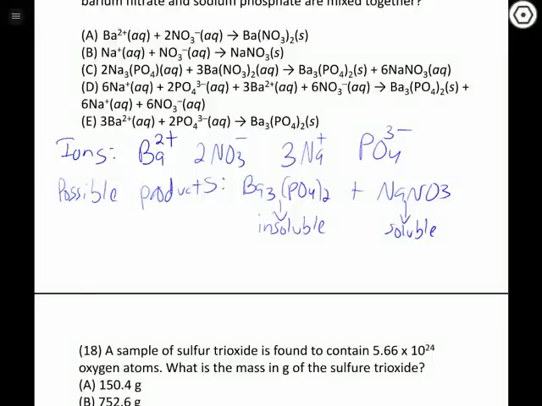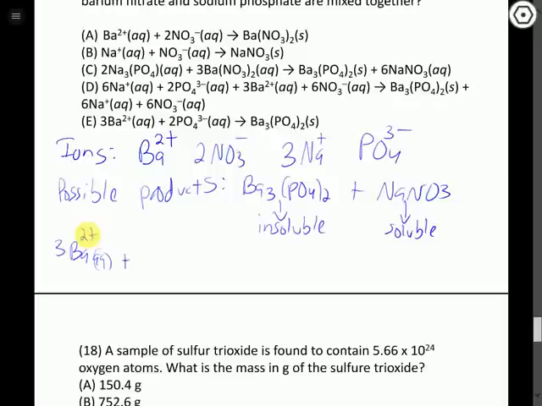So barium phosphate has 3 barium 2 pluses, 2 PO4 3-, and they combine to make 1 insoluble Ba3(PO4)2 barium phosphate compound.